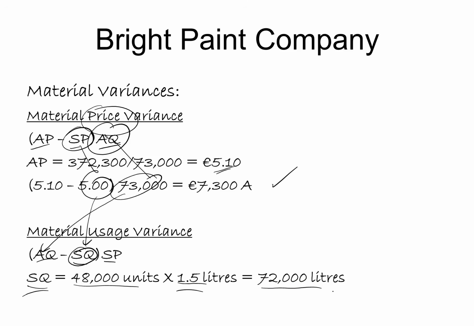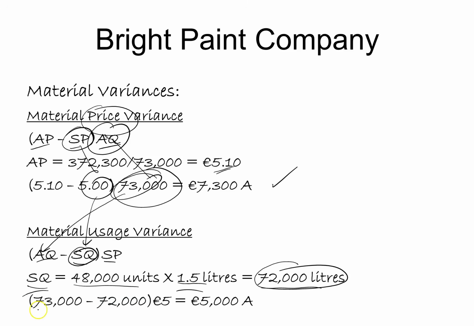So you can see here we have a standard usage of 72,000 litres and an actual usage of 73,000 litres, so we were inefficient in our use of materials, and we put that into monetary terms at the standard price. So fill that in there. There is the actual quantity, the standard quantity, the standard price. Now that is €5,000 adverse.